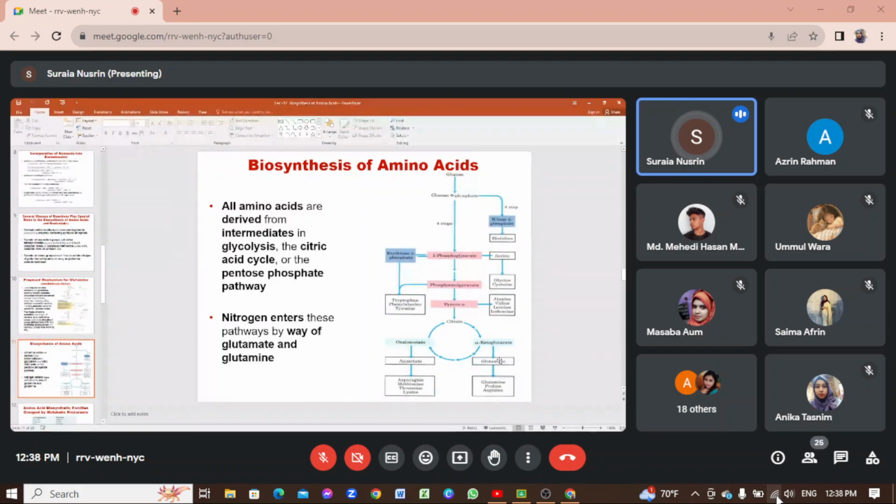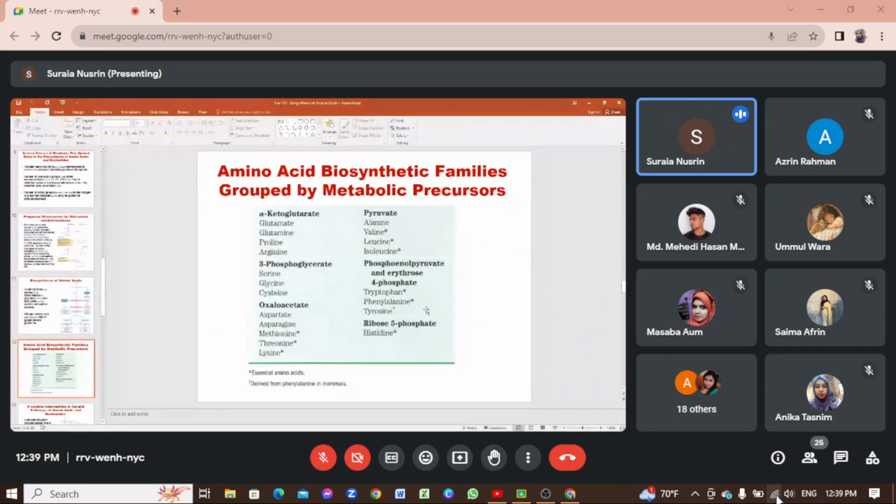Again, like before, we did not discuss each of the 20 catabolic pathways of the 20 amino acids. Here as well, we are not going to discuss the biosynthesis pathway of all the 20 amino acids. We are just seeing what the precursors are from which these amino acids are synthesized. This table shows the particular metabolic precursors of the 20 amino acids.